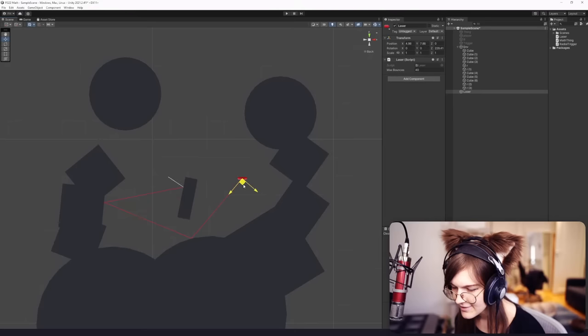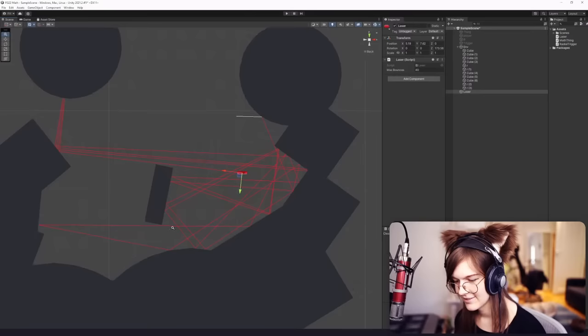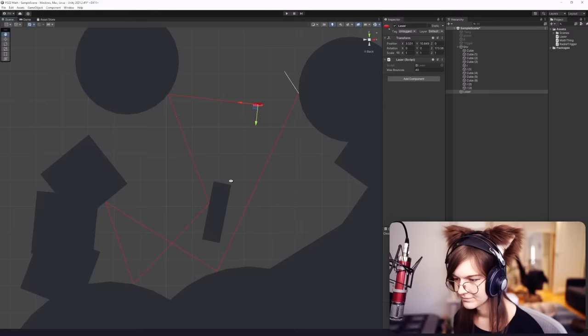It does seem to work. That is at least two bounces. Neat. We did it. There's our laser. All right.